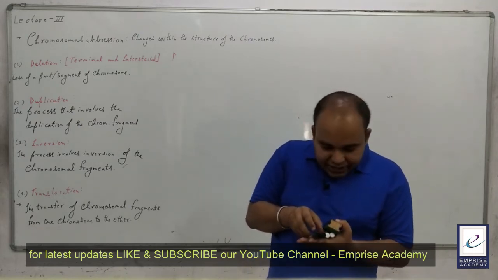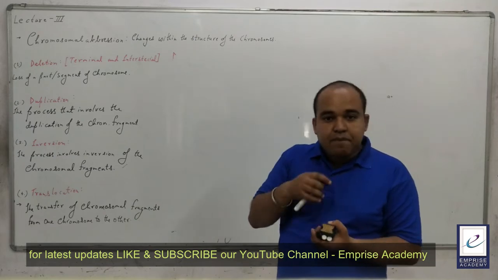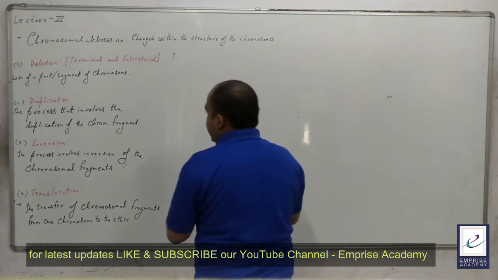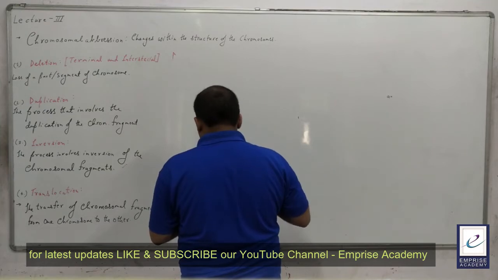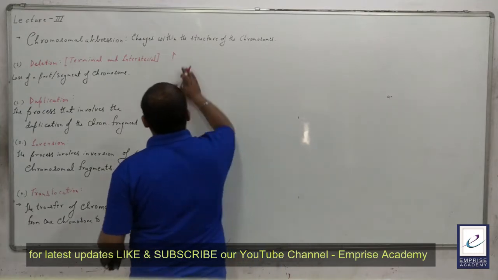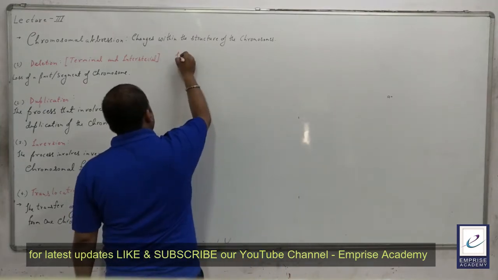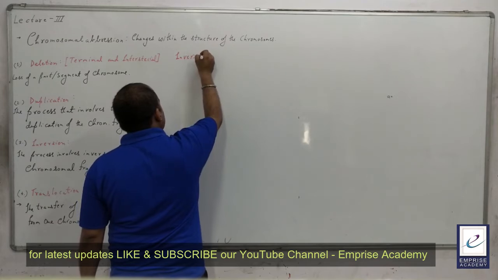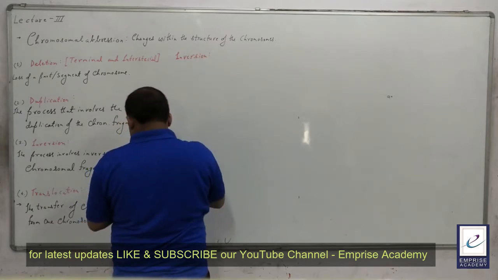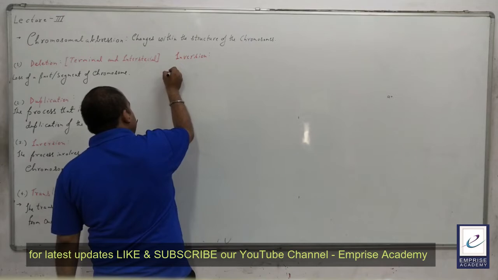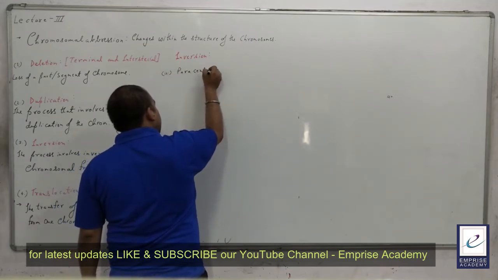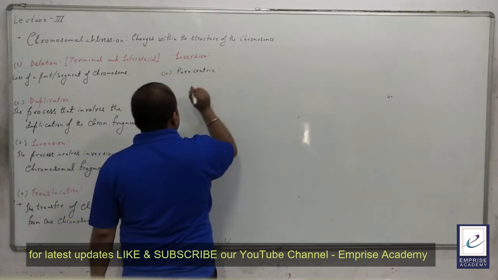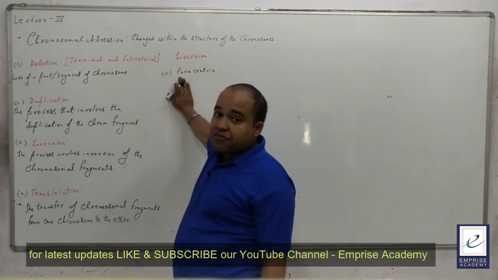One would be paracentric inversion, another one would be pericentric inversion. Okay, so we are talking about inversion. Inversion can be of two different types: paracentric and pericentric. Paracentric, the inversion which is away from the centromere.